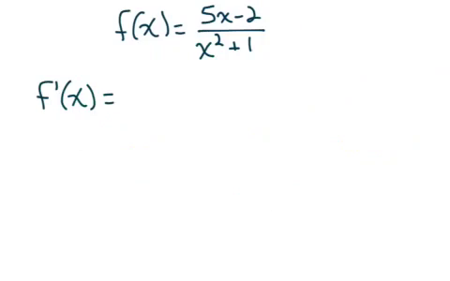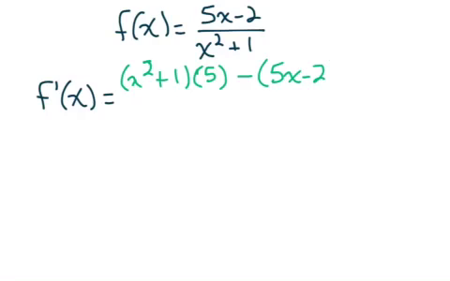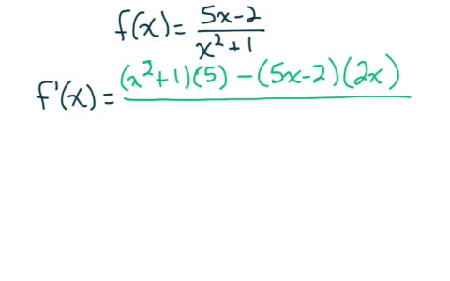Okay, so let's look at a couple of examples. First of all, we'll just start with a straightforward rational function. We have a polynomial in the numerator, polynomial in the denominator. And so we just start out, we say low is x squared plus 1. And d high, the derivative of 5x minus 2, is just 5. Minus high, it's 5x minus 2. D low, the derivative of x squared is 2x, and the derivative of 1 is 0, so we don't have to include that. And then we put that all over x squared plus 1 squared.